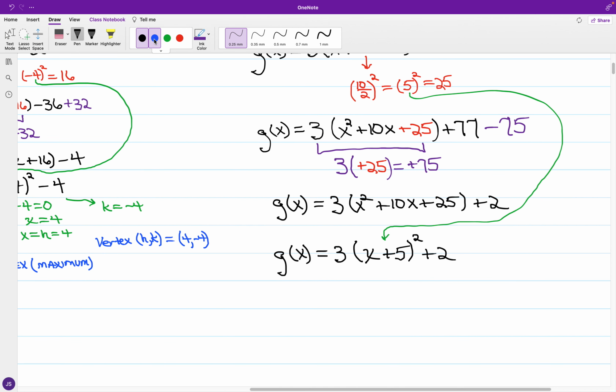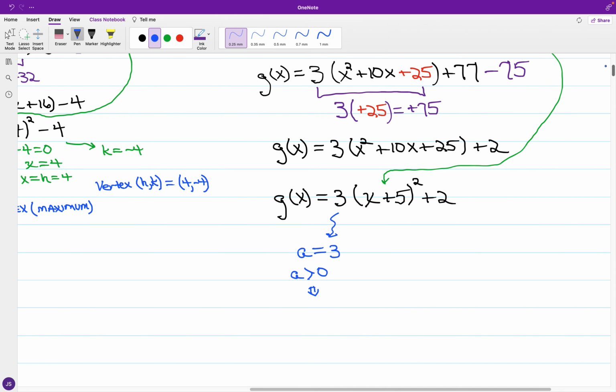Okay. And so whether we have a minimum or a maximum, the sign of the leading coefficient is going to give us the indication. So a is equal to 3, and a is positive. Since a is positive, the graph is going to be opening up from the vertex. And in this case, the vertex is going to be the bottommost point. So this is going to be the location of the minimum.